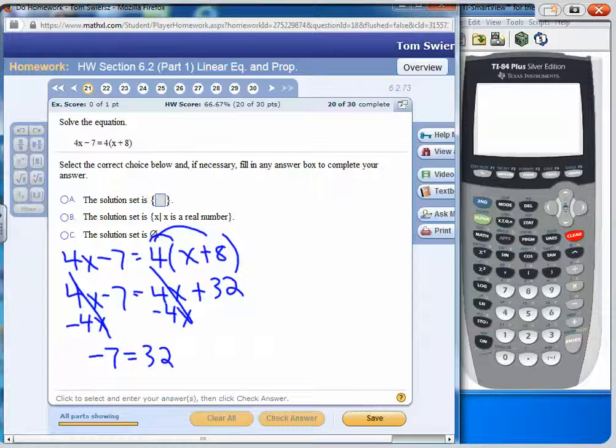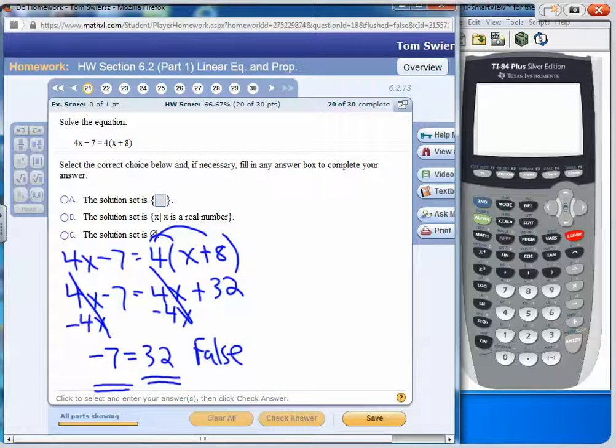Now, when the x's cancel on both sides of the equation, when you get rid of the x's completely, and you have one number equals a different number, you have negative 7 equals 32. You know that negative 7 is never equal to 32. So this is always false.